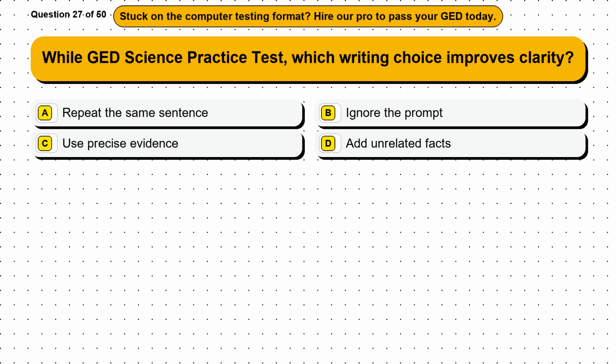Question 27. While GED Science Practice Test, which writing choice improves clarity? Option A Repeat the same sentence. Option B Ignore the prompt. Option C Use precise evidence. Option D Add unrelated facts.